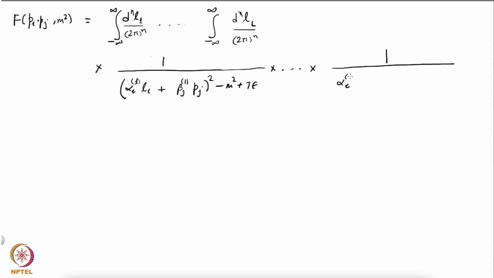The total number of propagators is n, so that's why this is index n, plus beta_j^n p_j, whole squared, minus m squared plus i epsilon. So that's the integral which we want to study. And these alphas and betas take values 0, plus 1 and minus 1. Now we will use our old technique of using Feynman parameters to combine these denominators.